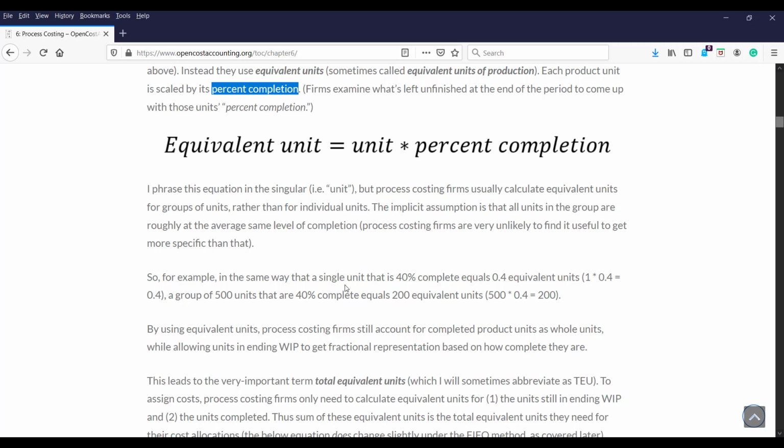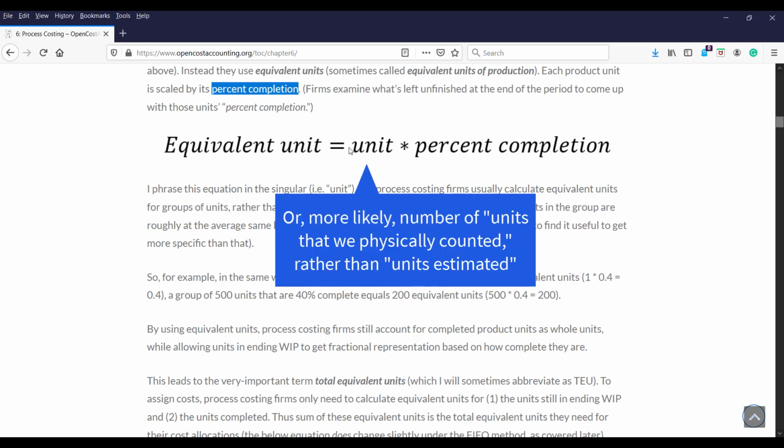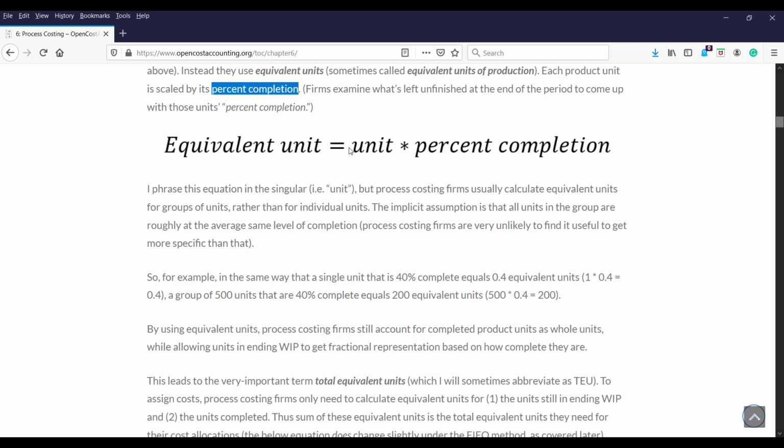Now, again, the calculation is pretty simple. We have some estimate of percent completion for our ending WIP. We know the number of units that we've estimated. So we have 50 marbles, and they're 25% complete. And so the equivalent units that we have in ending WIP would be 50 times 0.25, or 12.5. So we have 12.5 equivalent units in ending WIP.